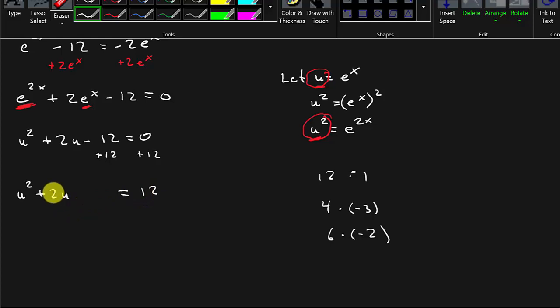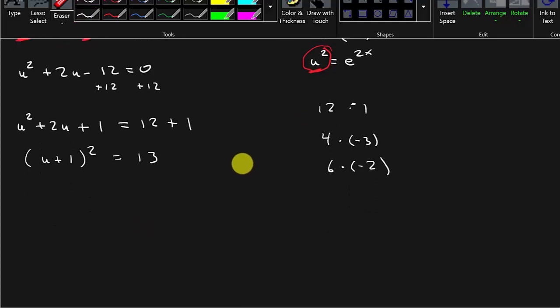So you half the 2, half of 2 is 1, and then 1 squared is 1. And so I got to add the 1 to both sides, and this will factor into u plus 1 squared. I'm not going to get into a lot of detail about this right here because at this point you're already supposed to know how to do this, and that equals 13. And so I get u plus 1 is equal to plus or minus the square root of 13.